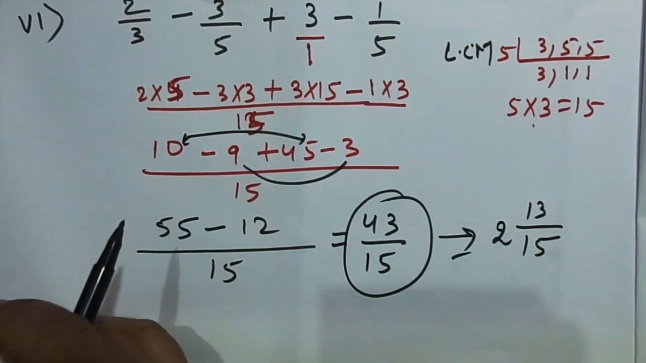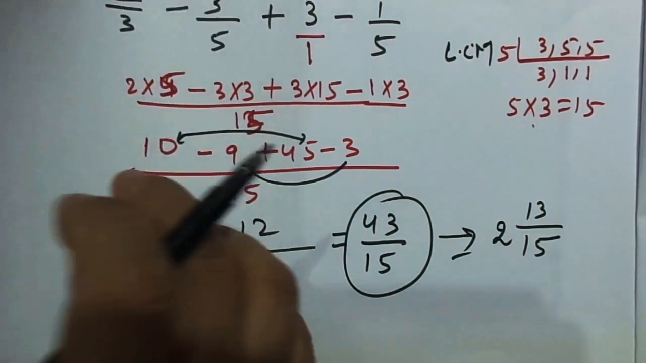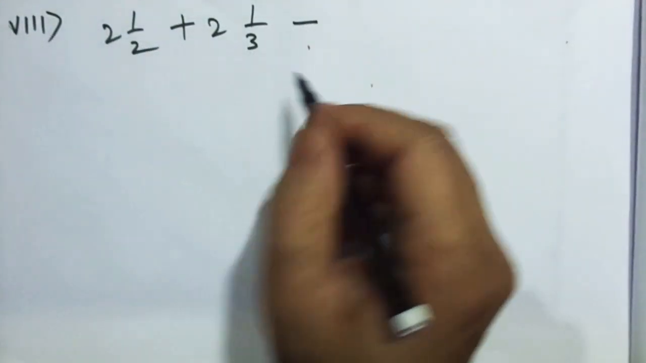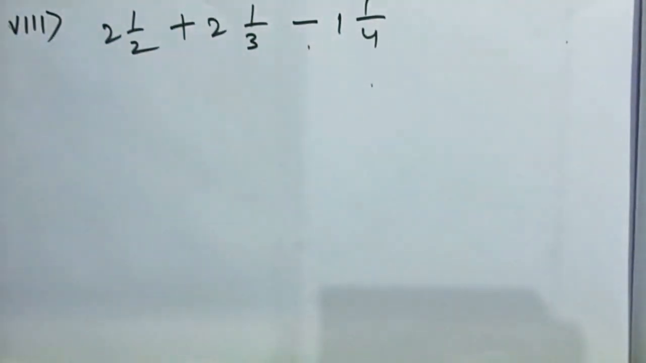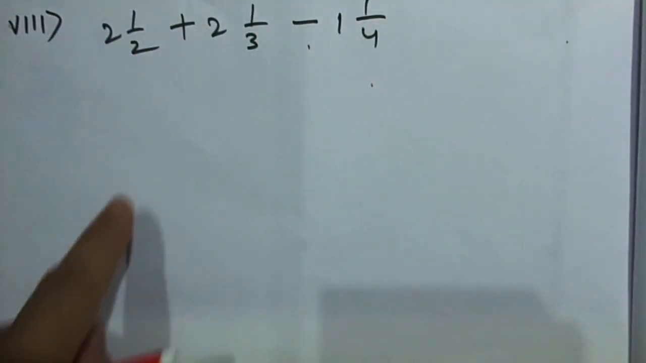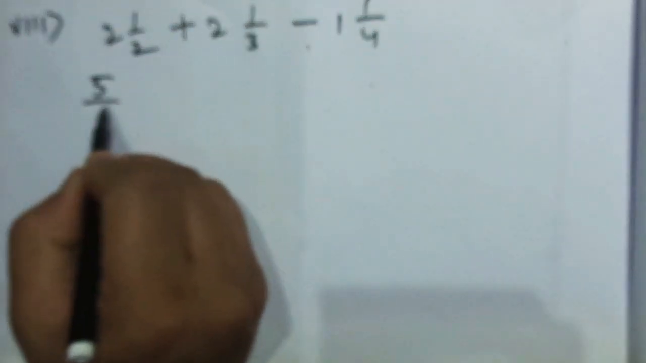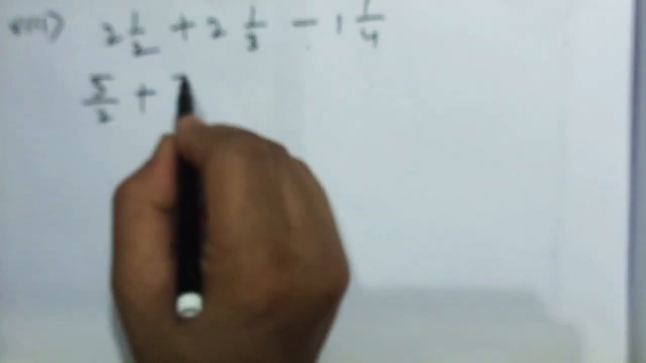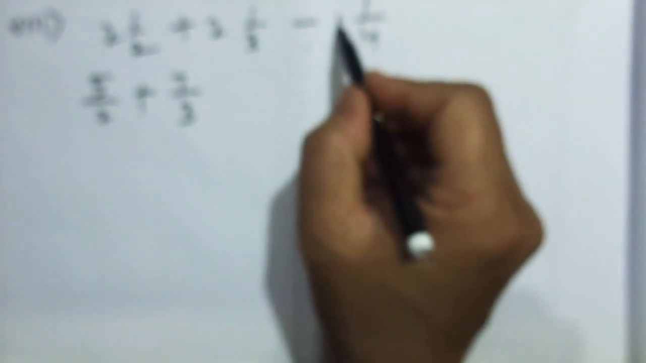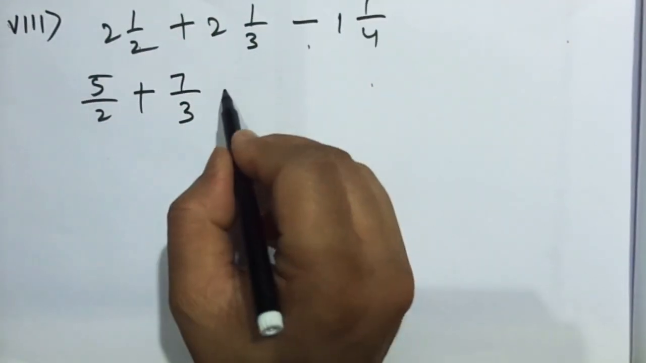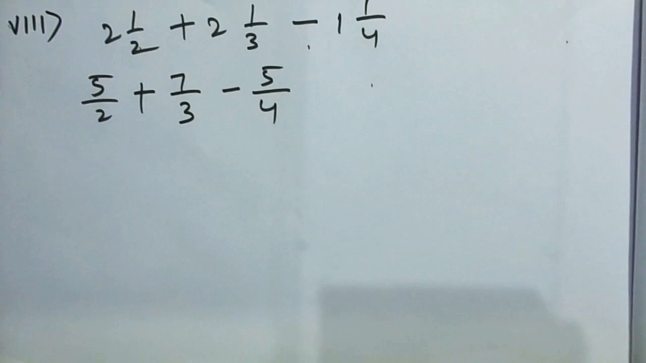Moving on to the next one. They are very simple, as I said. Moving on to the next one, I find in number 8 that we have 2.5 plus 2 1 by 3 minus 1 by 4. So what we need to do first is we have to change this into improper fractions. 2 2s are 4 plus 1, 5 by 2, 3 2s are 6 plus 1, 7 by 3, 4 1 times 4 plus 1 is equal to 5 by 4.